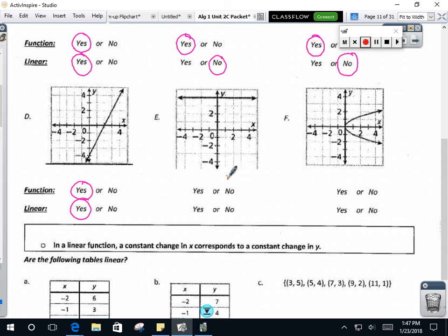Okay, E, is it a function? Yes. That passes the vertical line test. Is it linear? Yes, it just has 0 slope, but it's still linear. It has 0 slope and a y-intercept of 4.